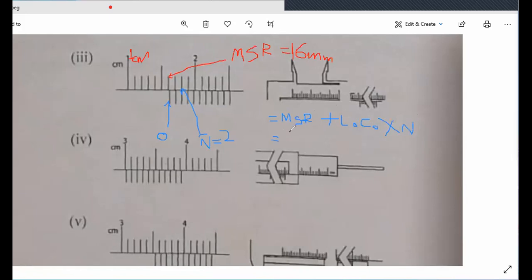MSR is 16. Least count is 0.1. Coincide number is 2. Therefore, what is the reading there? 0.2. 16.2 millimeter. Very good. So please write: therefore, the reading equals 16.2 millimeter. If you want, you can take a screenshot.